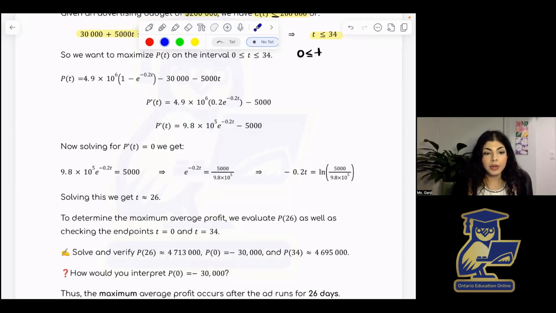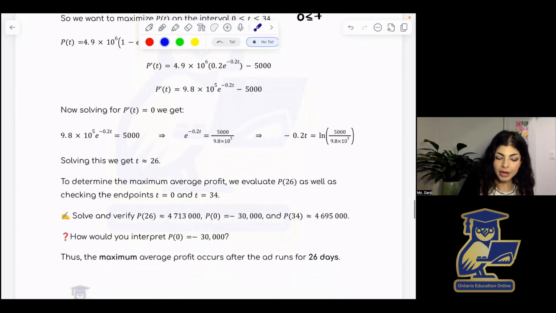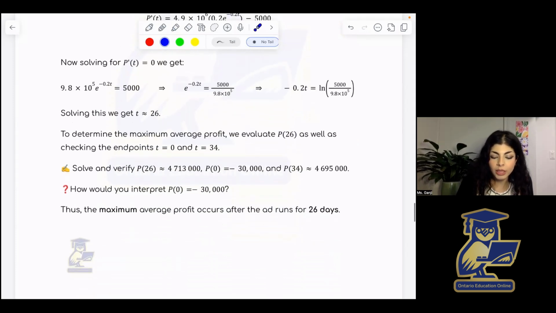And now we find the critical points, so P prime of T is equal to 0. We want to solve what values of T produce this. Because I have that E, I have to use my natural log here, and I will find that T is approximately 26. Now we want to evaluate the profit at T equals 26 days, as well as the endpoints 0 and 34 days. Please check that you will get these profit outputs.